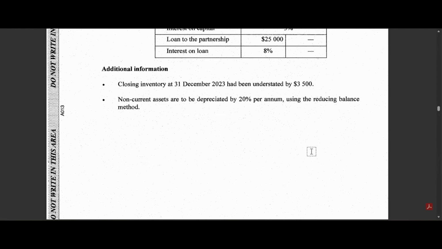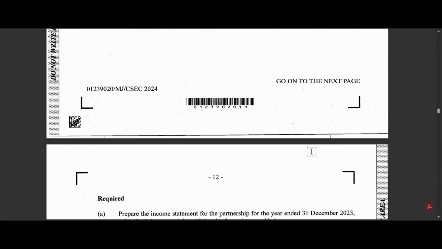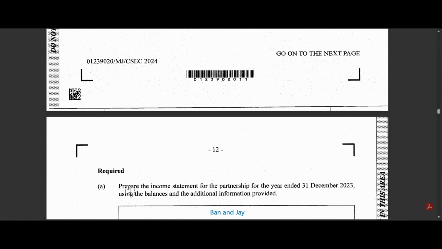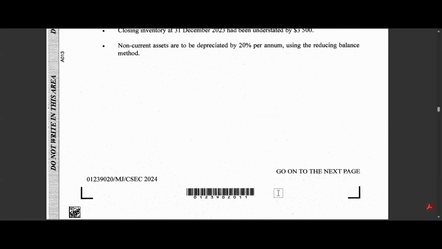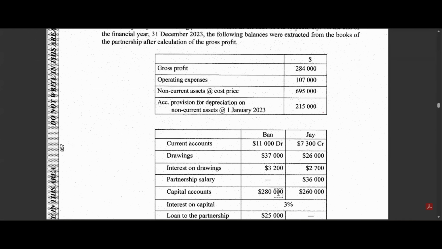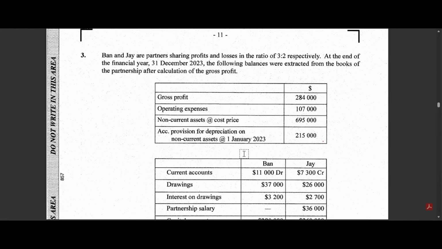Alright guys, let's check this out. What are they asking us for? Well, Part A asks us to prepare the income statement of the partnership for the year using the balances and the additional information provided. So we are to prepare the income statement, guys. Alright guys, let's jump into it.